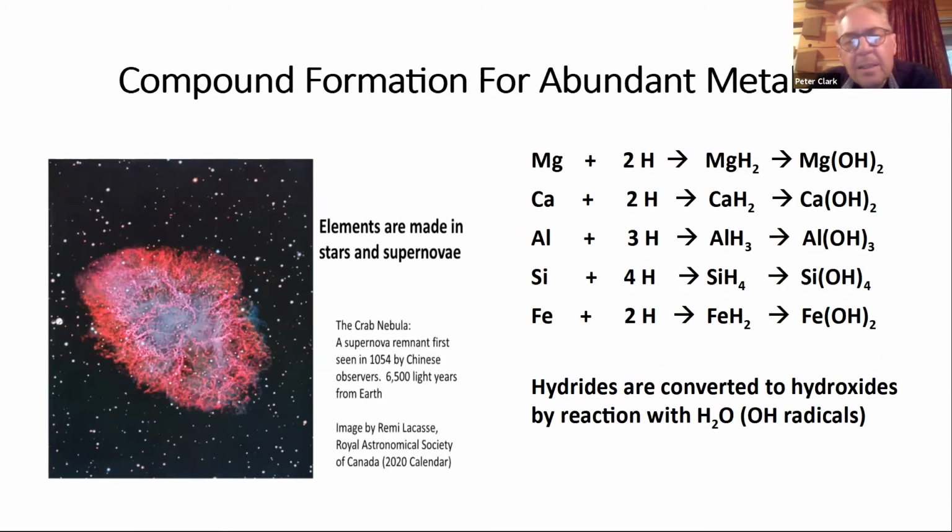Okay, so what about the abundant metals? I've just chosen magnesium, calcium, aluminum, silicon, iron. These again react to produce hydrides if they encounter hydrogen. These compounds, metal hydrides, are very reactive. They will rapidly react with water or hydroxyl radicals, which are produced by all this light energy in the supernova. So we end up with hydroxides. Next slide, please.